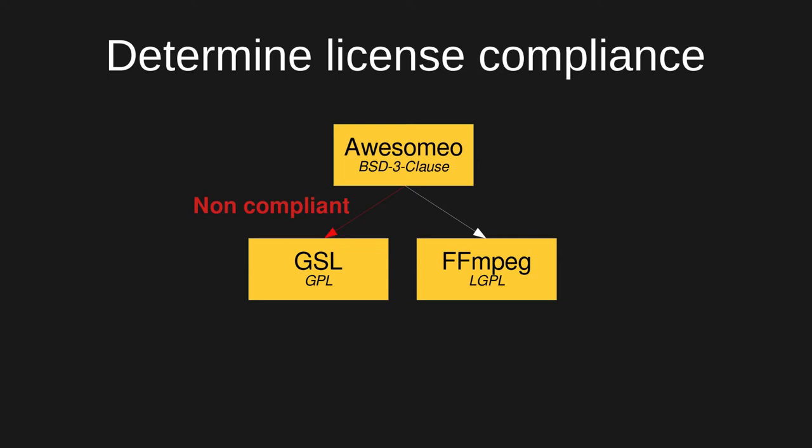Say we're writing software that we want to release under BSD 3-clause. And we are using FFmpeg because it's a great tool. It's released under lesser GPL. And then we're using the GNU Scientific Library, which is released under GPL. And you cannot use GPL code in a BSD project, since the GPL requires that everyone using it must also be under GPL. So this is a non-compliant piece of software.